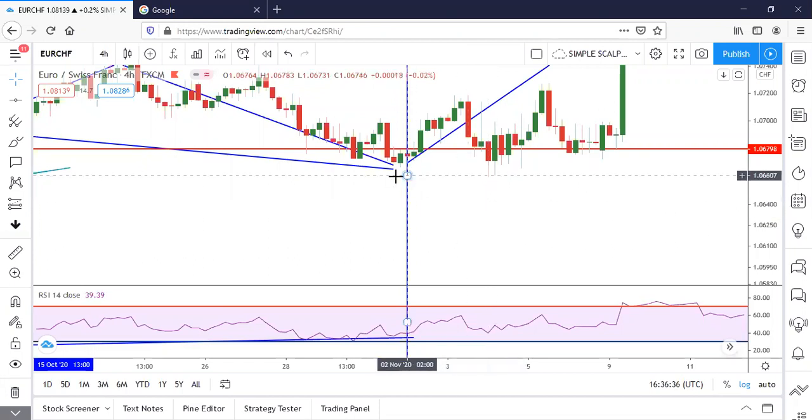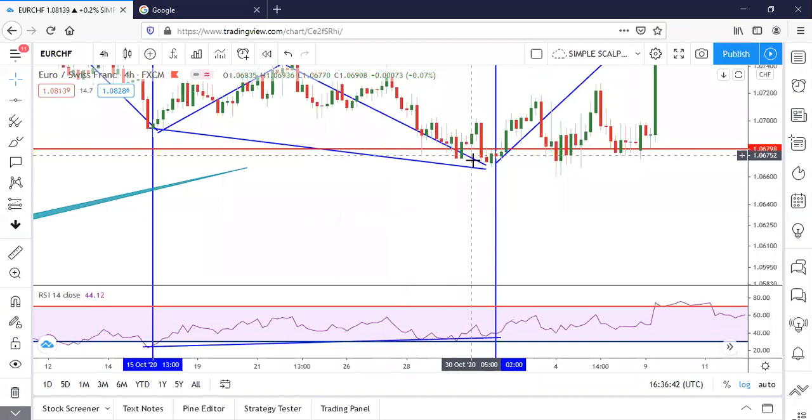As a matter of fact, you can see this is an engulfing from the same area. You can see it was coming right from here. There was no bullish engulfing around this area, but it came down from here. We have a bullish engulfing.